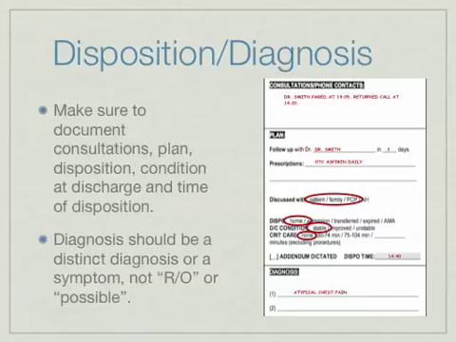For diagnosis, it is important for your primary diagnosis to be distinct. Using phrases such as rule out or possible cannot be billed. For example, rule out MI is not appropriate, while chest pain is.